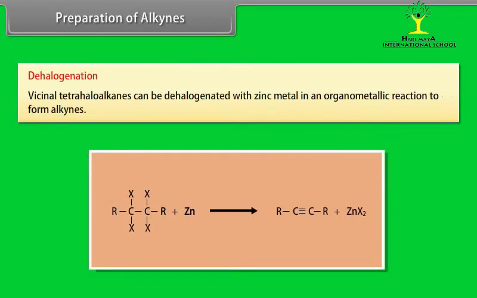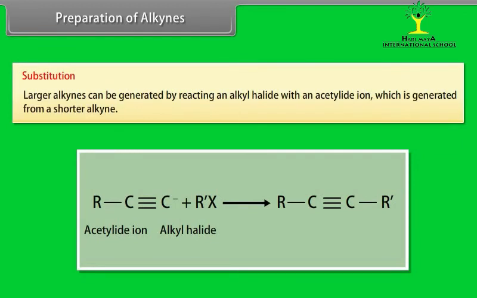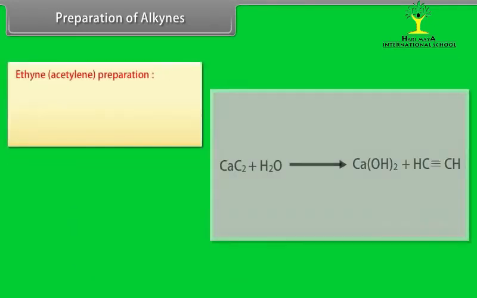Dehalogenation. Vicinal tetrahaloalkanes can be dehalogenated with zinc metal in an organometallic reaction to form alkynes. Substitution. Larger alkynes can be generated by reacting an alkyl halide with an acetylide ion, which is generated from a shorter alkyne. Ethyne, acetylene preparation.